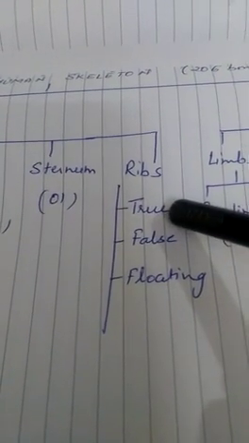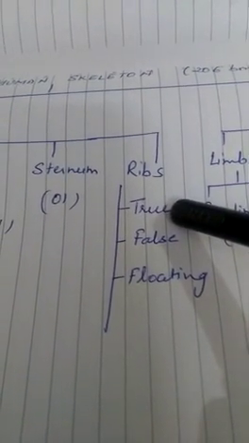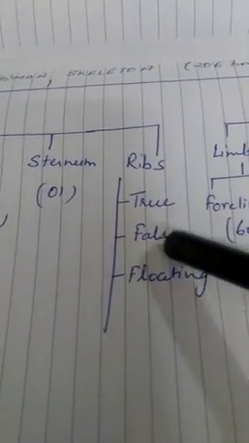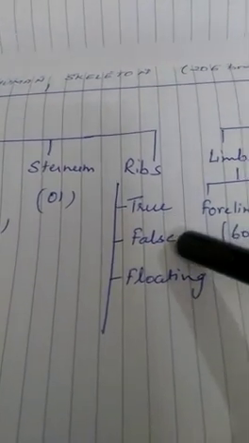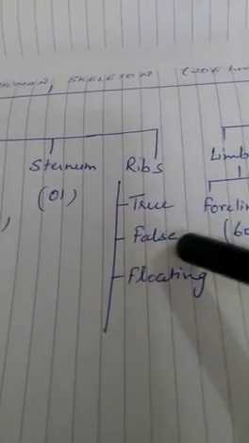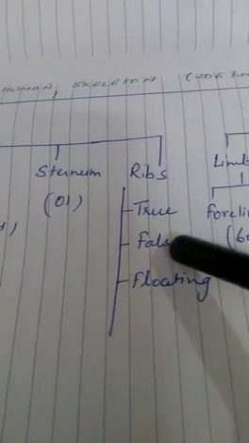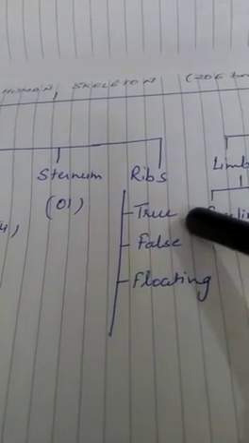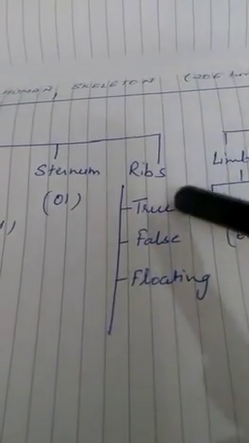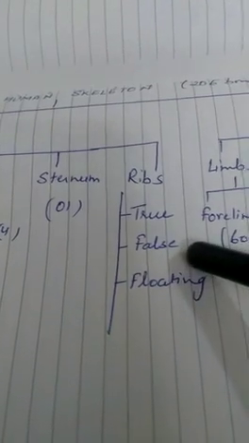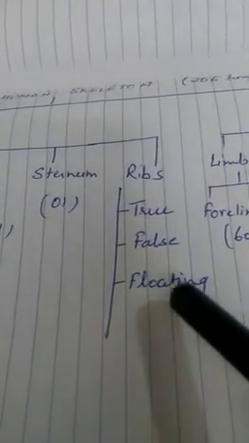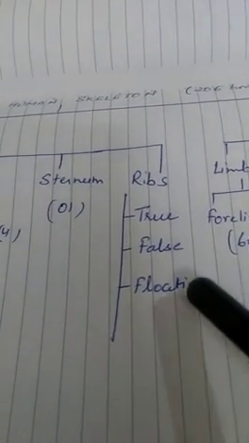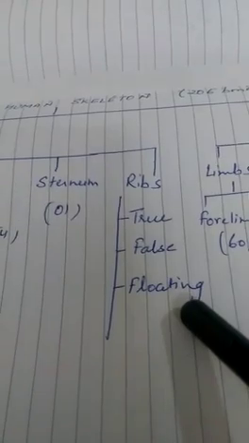1 to 7 pair of ribs. They are true ribs. They are directly attached to the sternum. 8th, 9th and 10th. These ribs are called false ribs because they are not directly attached to the sternum, but they are attached first to the 7th rib, and then 7th rib is attached to the sternum. So these are called false ribs. 11th and 12th pair of ribs are called floating ribs because they are not attached to sternum, and these 2 pair of ribs give protection to kidneys.